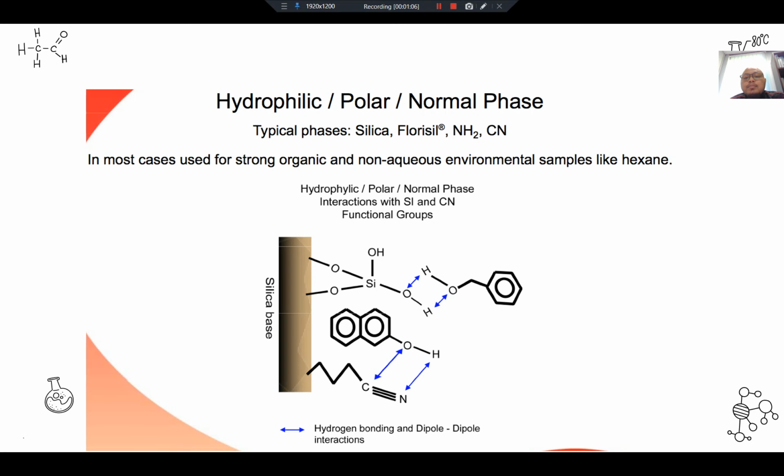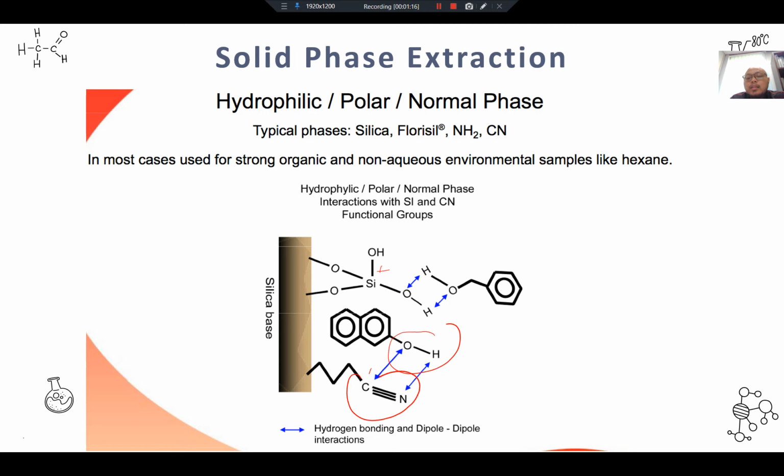Right, here is the example where the solvent is polar. Okay, so we have the C here. It will interact much more towards the polar interaction. Okay, hydrogen bond ada. So dia ada interactive bond, dipole. So this is this kind of interaction. The type of this is NH2 and also CN.